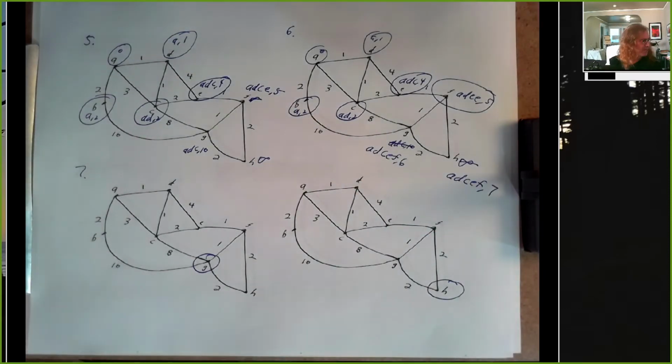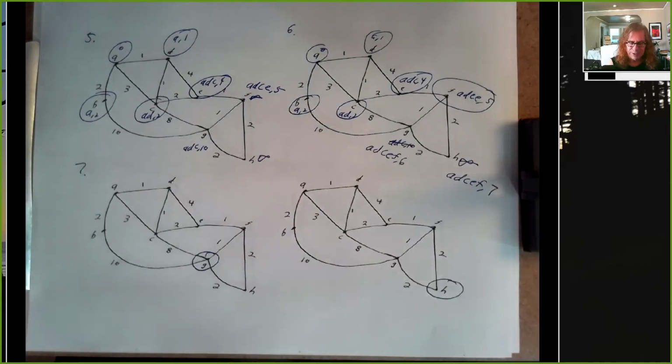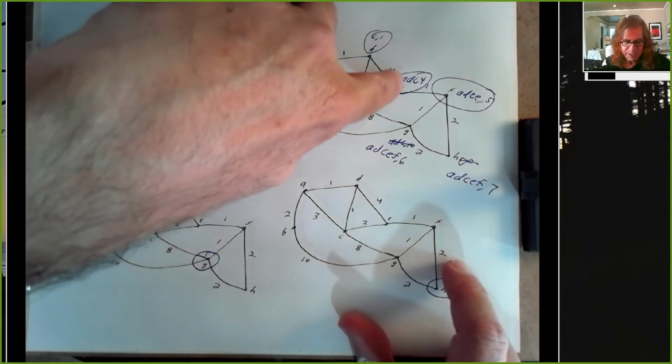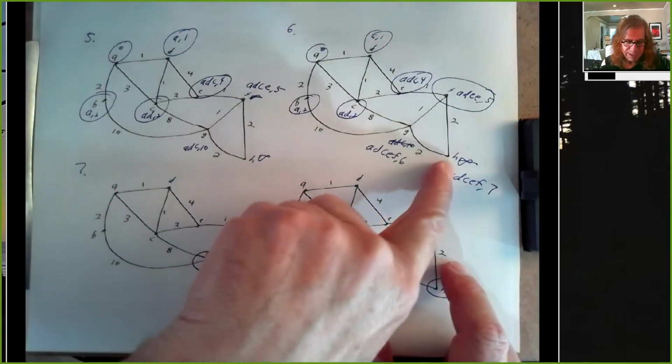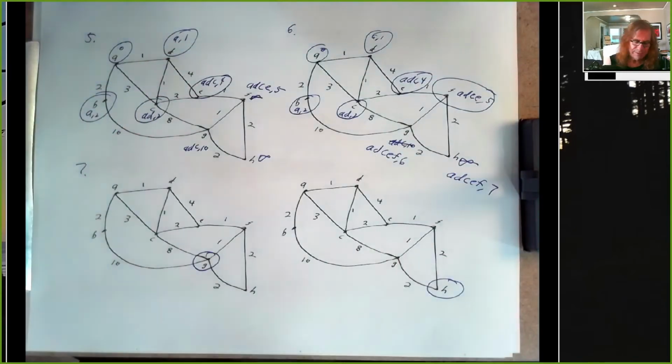And so to go from A to H, which was where all of this started, right? We're told our shortest path is A, D, C, E, F, and then H. And so 1, 2, 3, 4, 5, 6, 7.